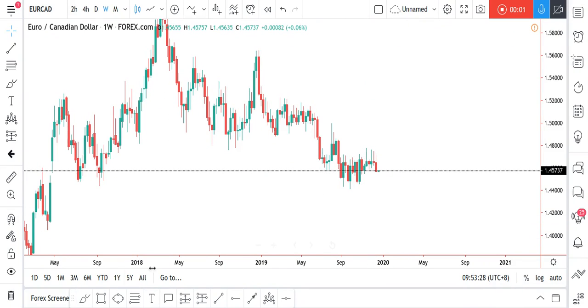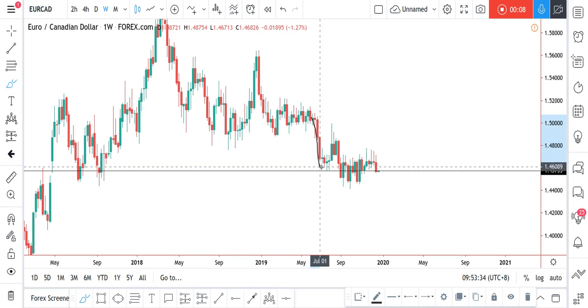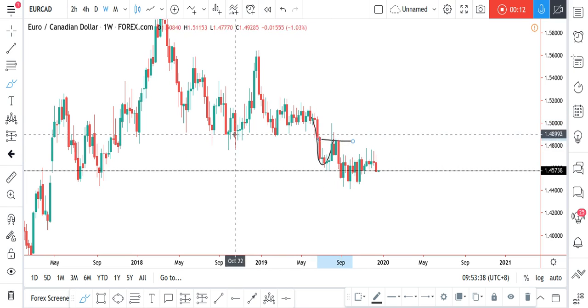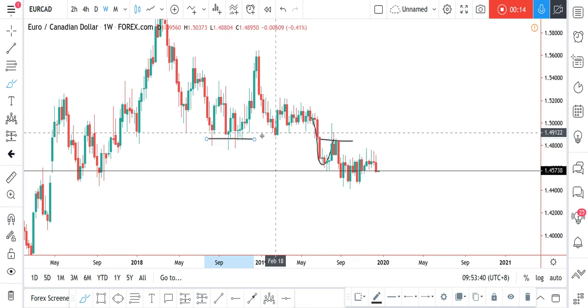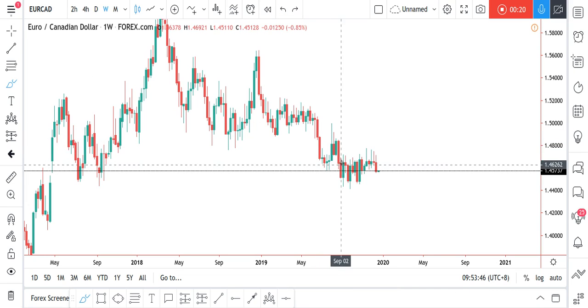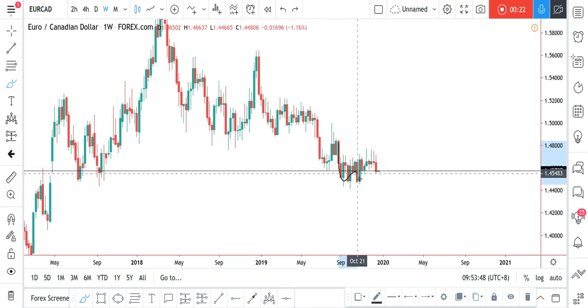Hey traders, let's have a quick look at EURCAD on the weekly time frame. On the weekly time frame we can clearly see that the market made an impulse to the downside, followed by this correction to test the previous support now turned resistance in this area, and it couldn't break to the upside, so we had a nice impulse to the downside again for this pair.